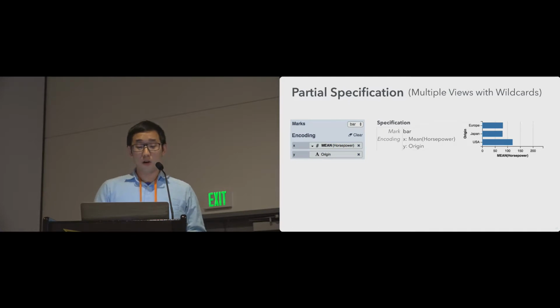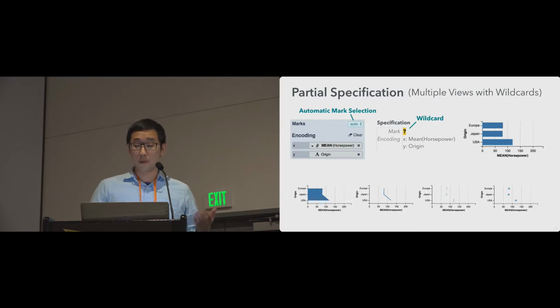In CompassQL, we allow this specification to define multiple views using wildcards. For example, to support automatic mark selection in the UI, we may use a wildcard to describe mark in the specification. Now our specification describes a collection of charts that use different marks. You might notice that some of these visualizations actually violate design principles. For example, as origin is a categorical field, using area and line might suggest a trend that doesn't exist in the data.